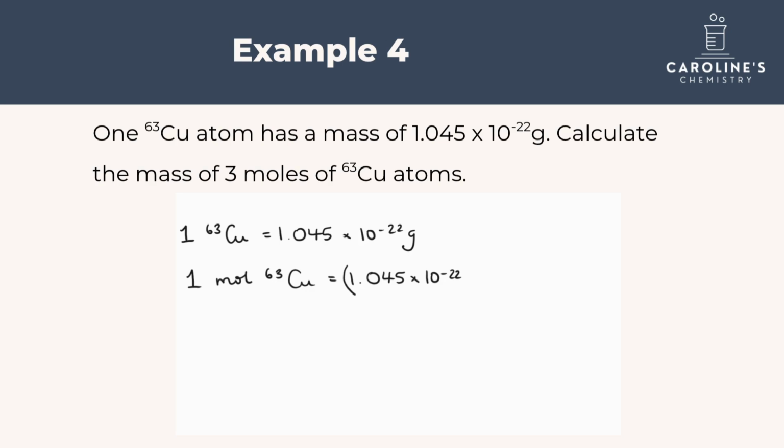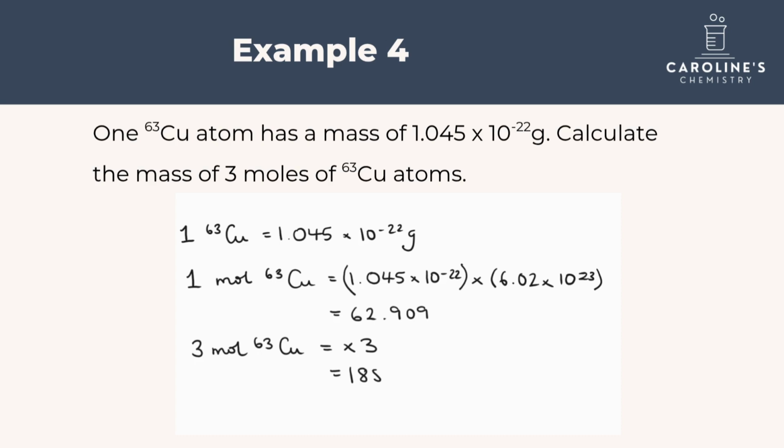So we're going to times by Avogadro's number. Here, I highly recommend putting this in brackets in your calculator. Times 10 to the 23. And that gets us to 62.909. I'm not going to round at this stage because I'm in the middle of a calculation. If I now want to work out 3 moles of these 63 copper atoms, well, I have the mass of 1 mole, so I'm just going to times that number by 3, and that gets us to 188.727. That's not my final answer.